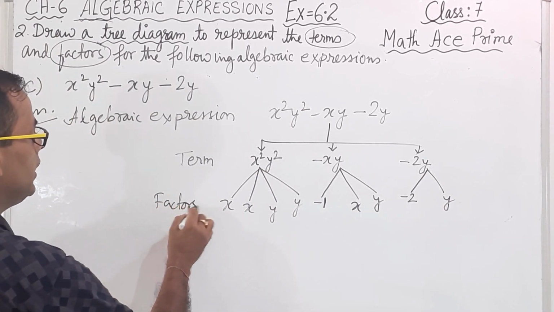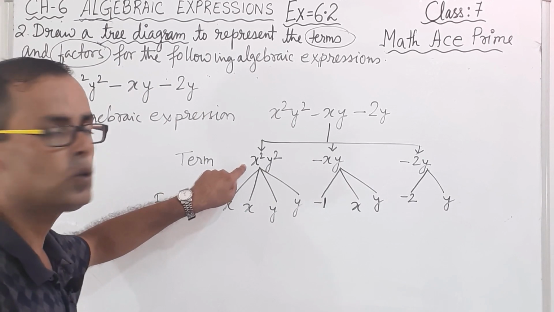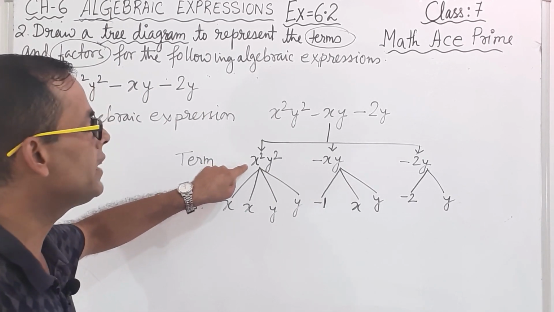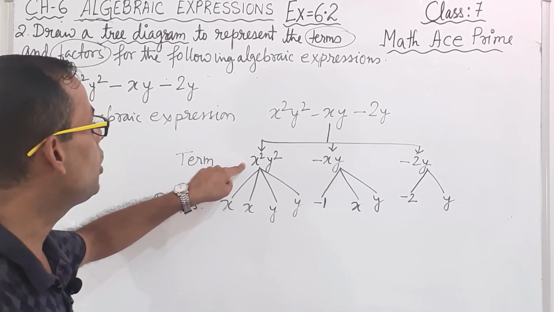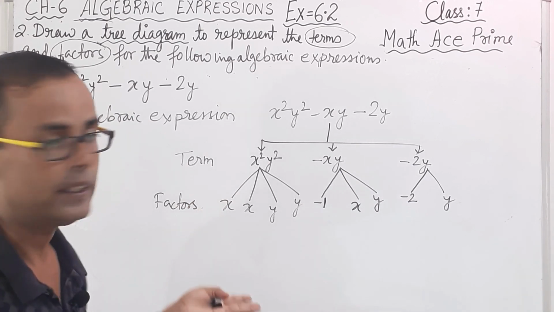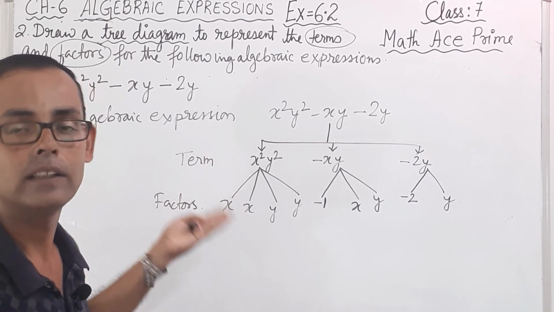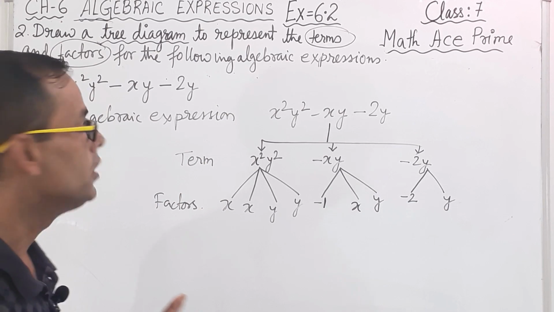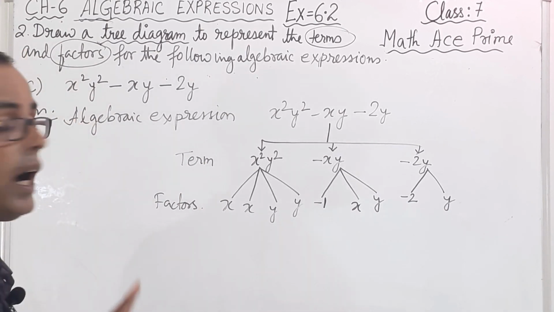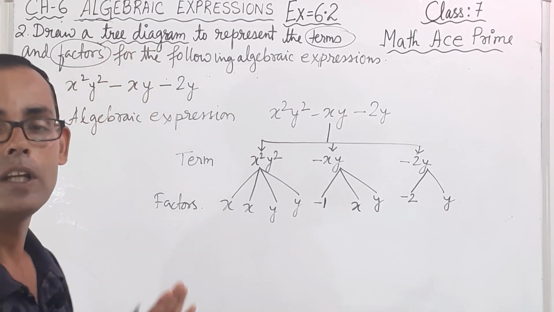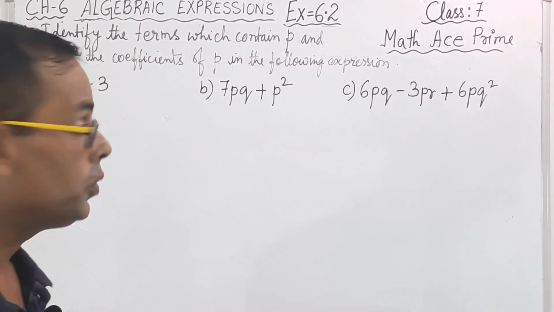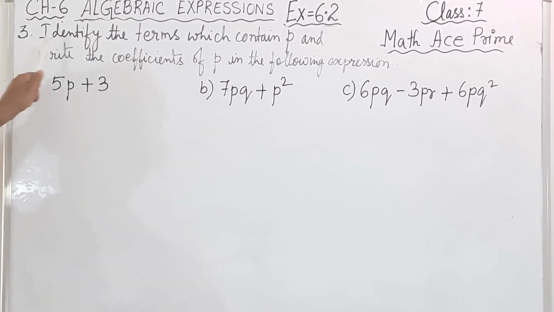So what we can write this one? Factors. Now look here, x square y square. So here what number is there? Here 1 is there. So plus 1, that's why I am not writing. If you write also 1, that is also correct, not wrong. So I hope question number 2, how to draw the tree diagram, you have understood. Now we will come to question number 3.